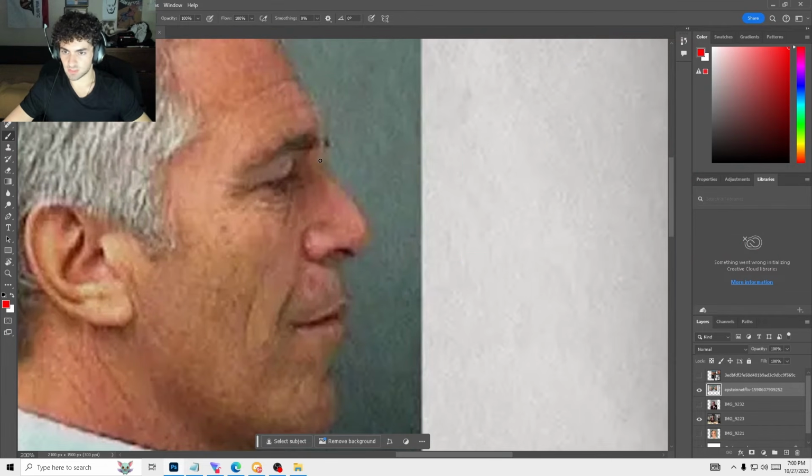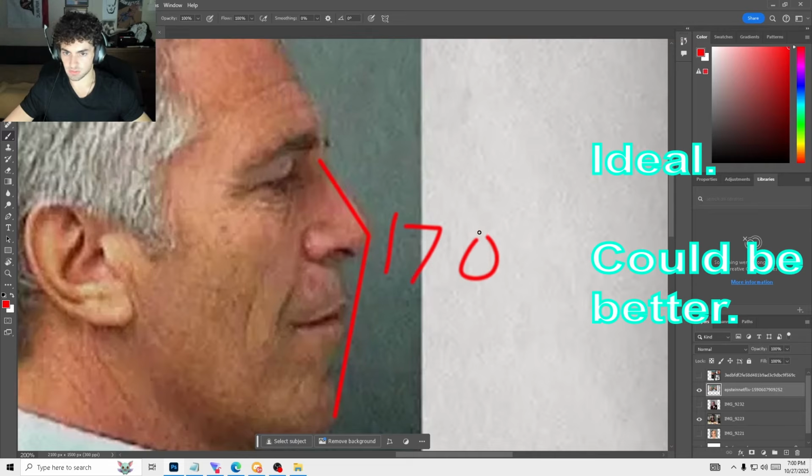So the next measurement is facial convexity of the nasion, which is measured from the nasion to the nose, to the chin, which Jeffrey Epstein scores 170 degrees in, which is ideal, but it's still on the higher end. You know what I mean? It is pretty high. It could be better, but it's fine.